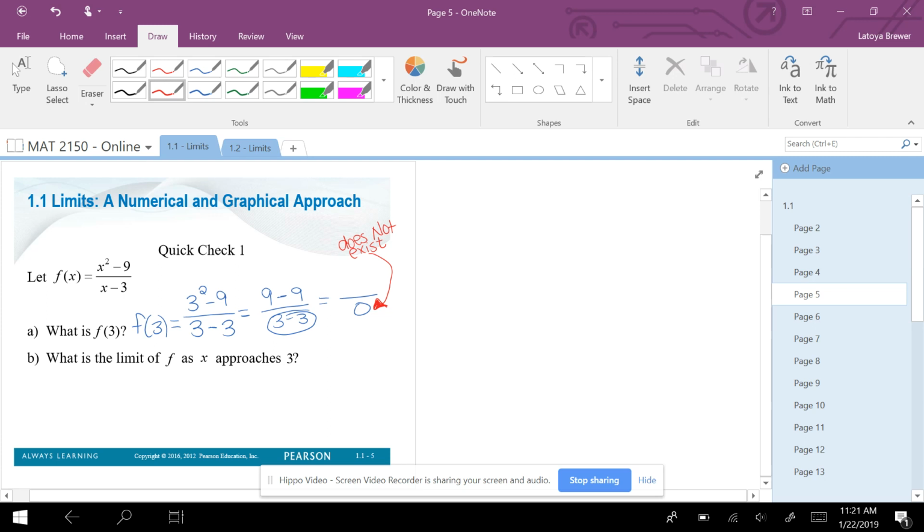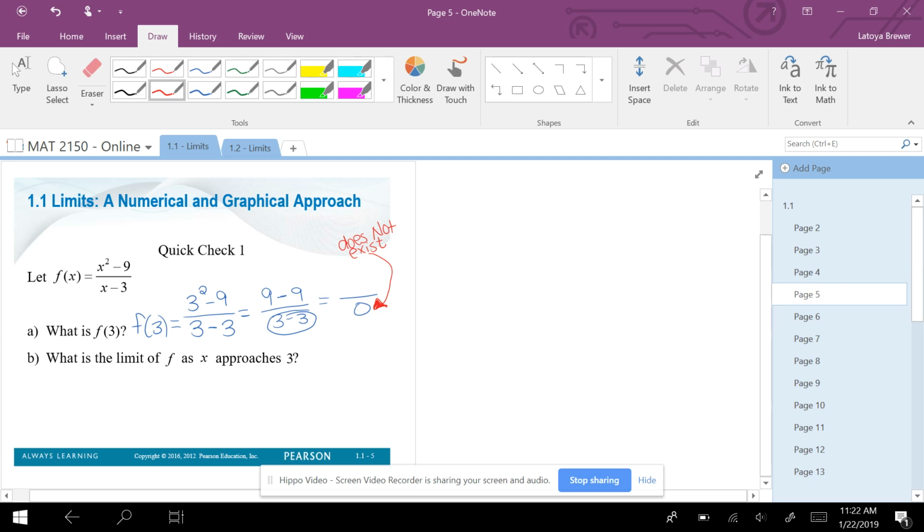We're going to say, well, what is the limit of that function as we approach 3? In other words, the way I think about that is, if there was to be a value at 3, what would it be? That's the way I look at it. Okay, that's the way I read it. So if there was a value at 3, what would it be?